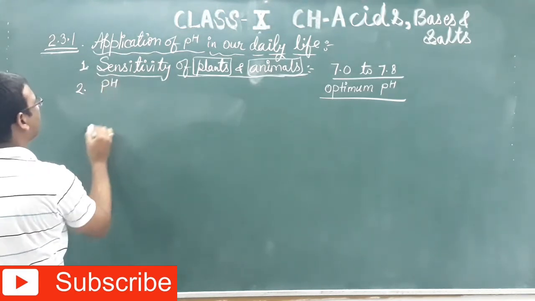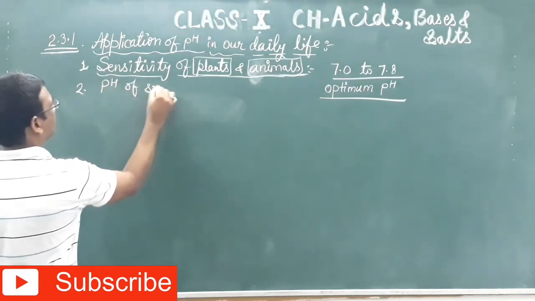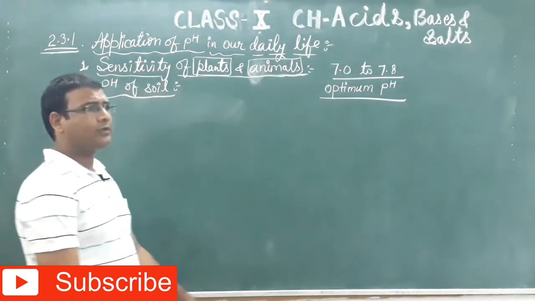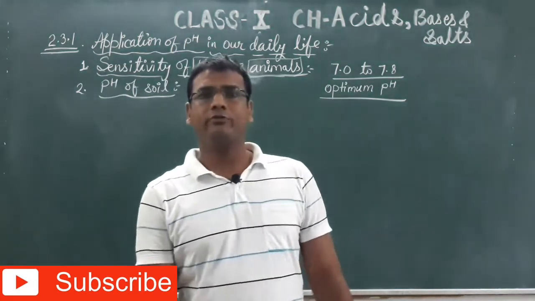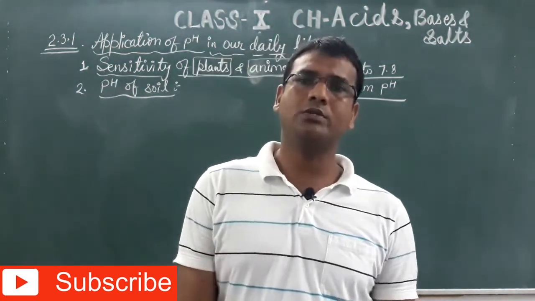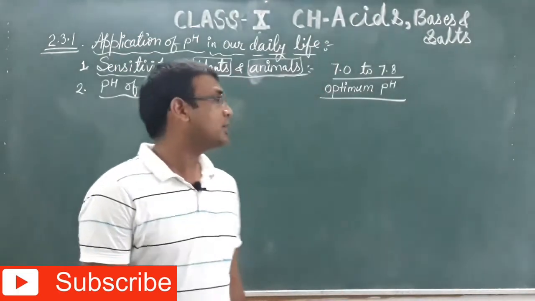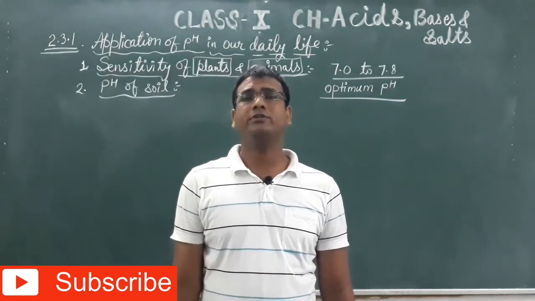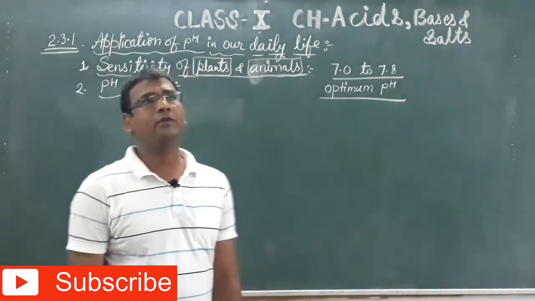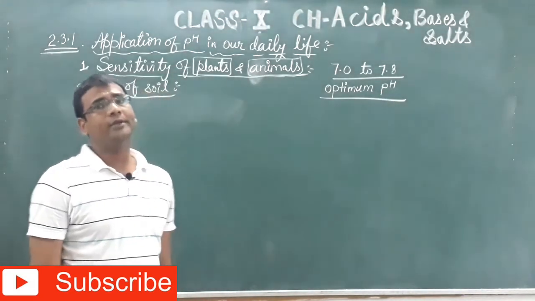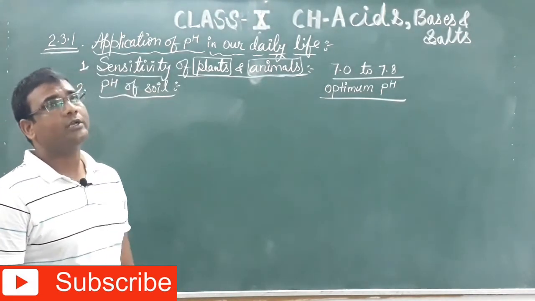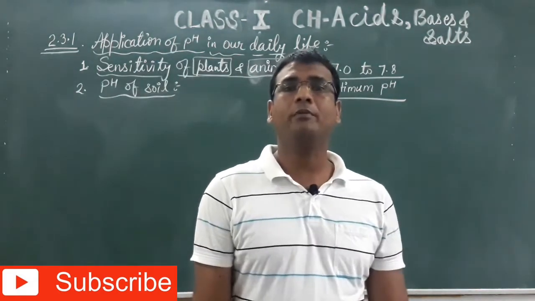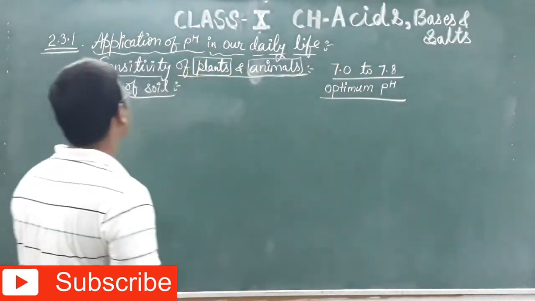Next, second number, pH of soil. All of us know that soil is very important for the better growth and development of plants. If the pH of the soil in which the particular plant is growing is not optimum, then the growth or the production from that plant will not be optimum, or not fruitful.